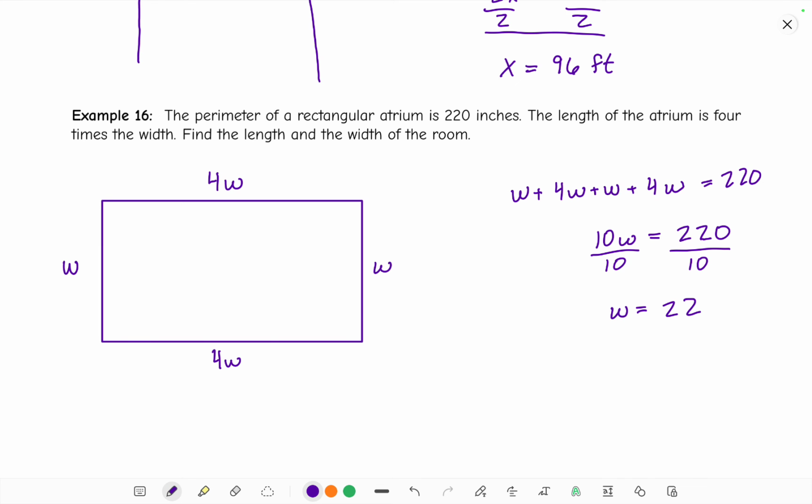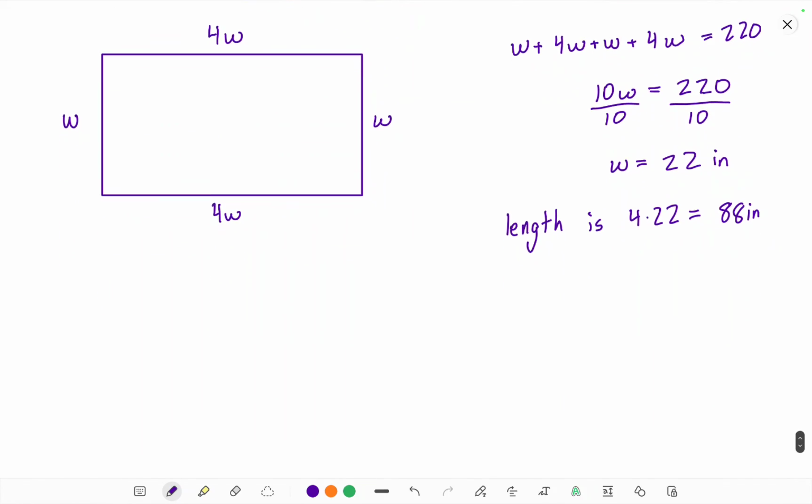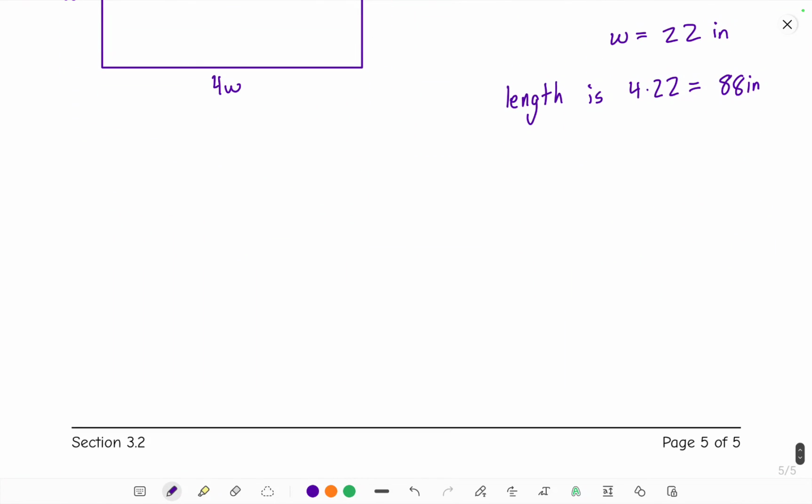Now, a lot of students are tempted to be done with the problem right now because they solved for W. But this problem asks us to find the length and the width. All we've done so far is find the width. So the length is 4 times 22, which is 88 inches. So the length is 88 inches and the width is 22 inches. And that is it for part 3 of section 3.2.